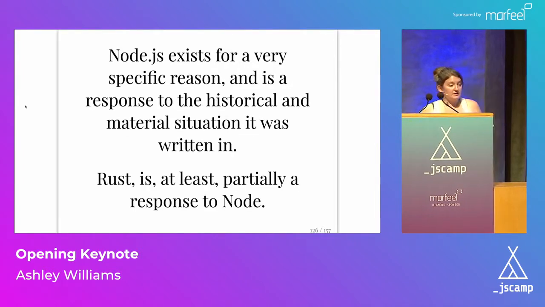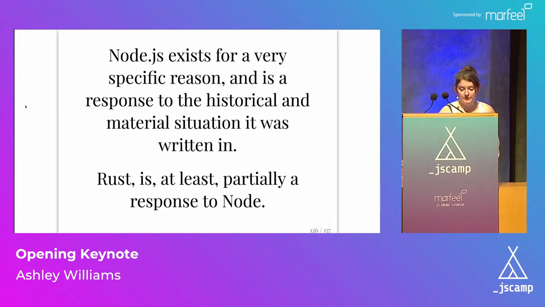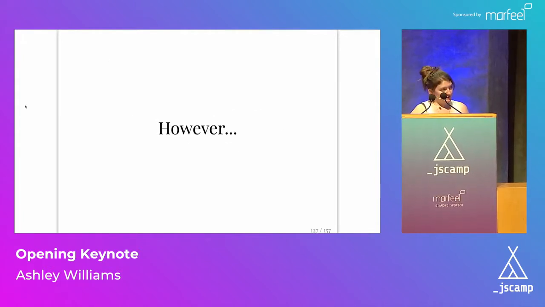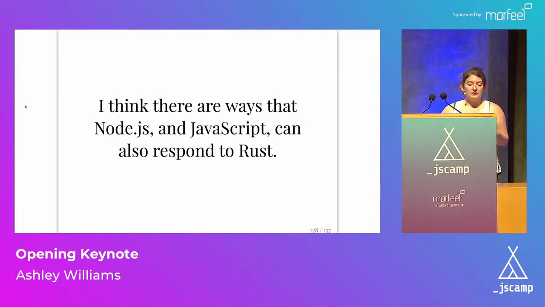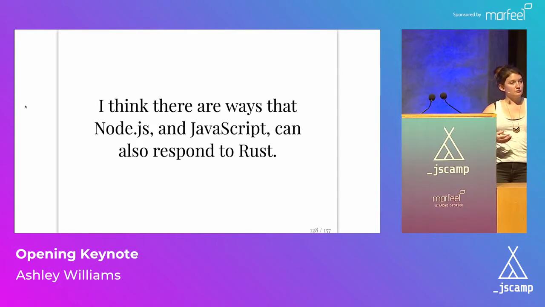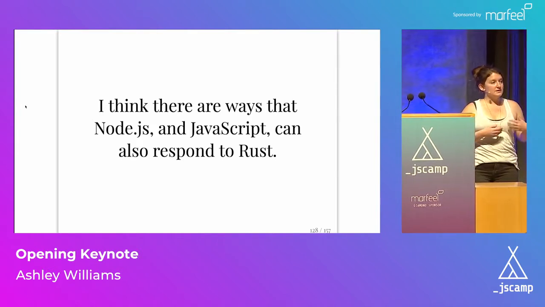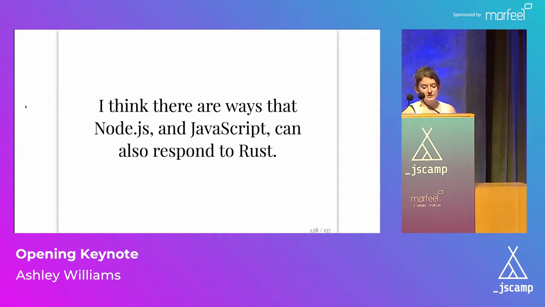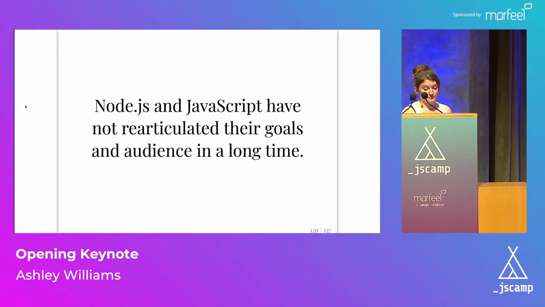So fundamentally, Rust is at least partially a response to Node. However, I think that there are ways that Node and JavaScript can also respond to Rust. These things are not only historical artifacts so much as they're also agents. And so I think there's a couple of things that Node and JavaScript can learn from Rust.